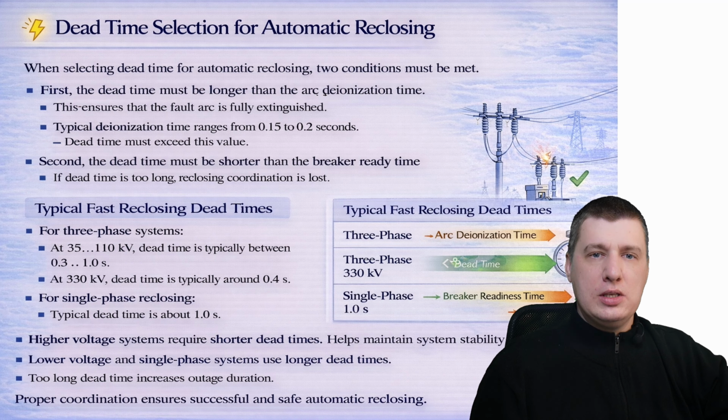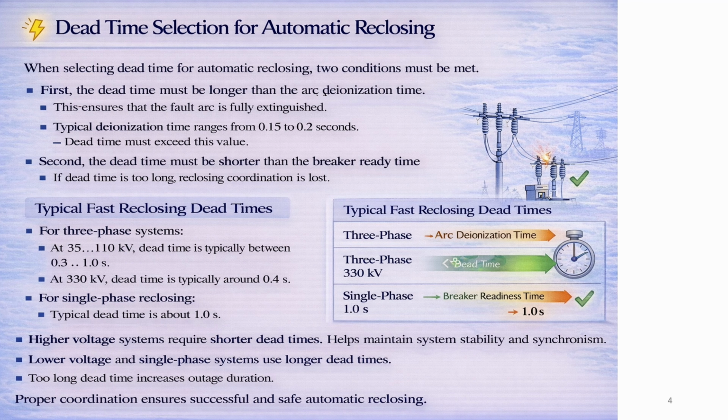Typically, fast reclosing dead time depends on the voltage level and the number of phases. For a 3-phase system at 35 to 110 kilovolts, dead time is typically between 0.3 and 1 second. At 330 kilovolts, dead time is around 0.4 seconds. For single-phase reclosing, typical dead time is about 1 second. Higher voltage systems require shorter dead time. This helps maintain system stability and synchronization. Lower voltage and single-phase systems use longer dead times.